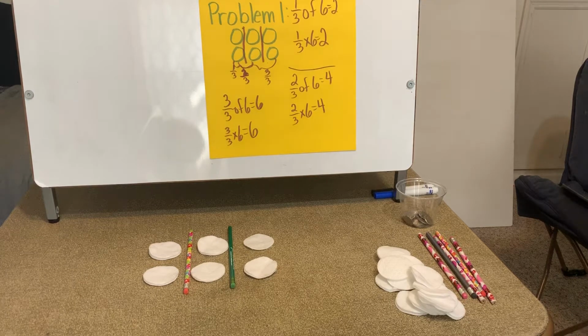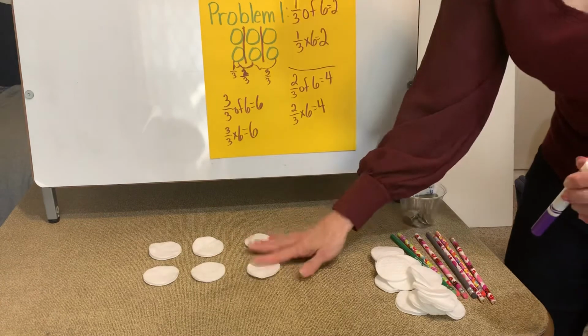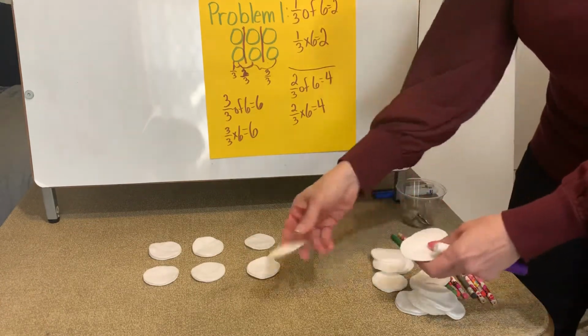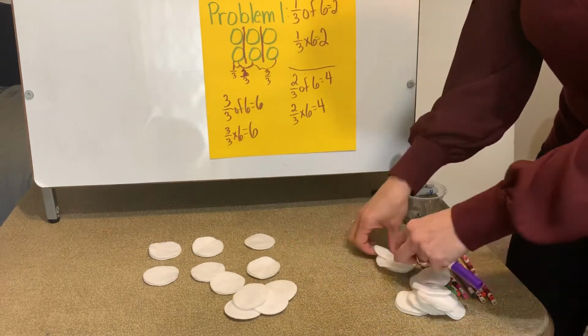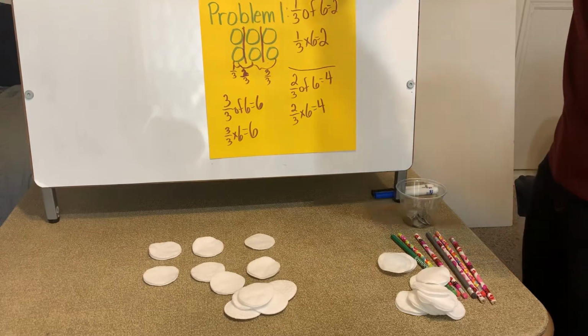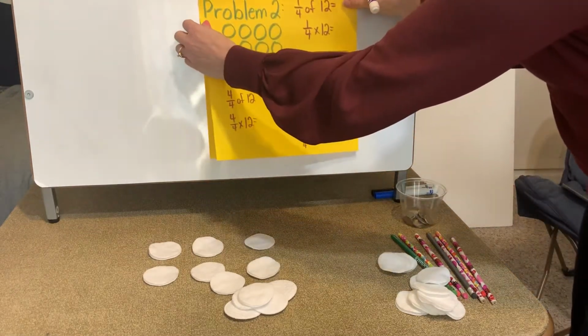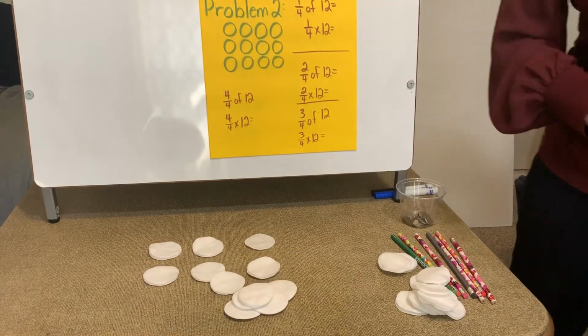This time we're going to need, and I'm going to take my dividers, and I'm going to need 12 cotton rounds. So I need 6 more, 3, 4, 5, and 6. All right, I'm going to bring problem number 2 down here. Problem number 2. So we need 12 cotton rounds.